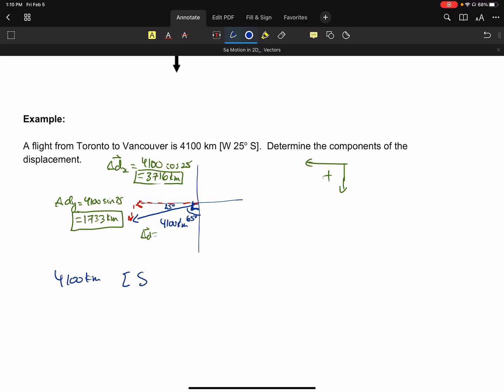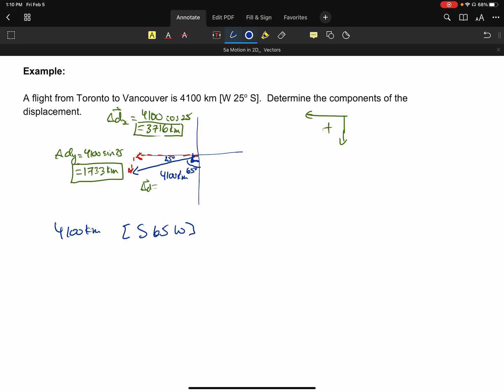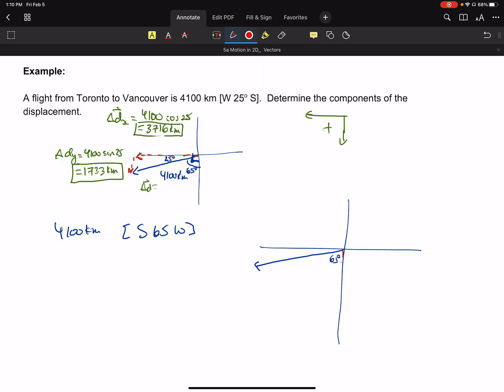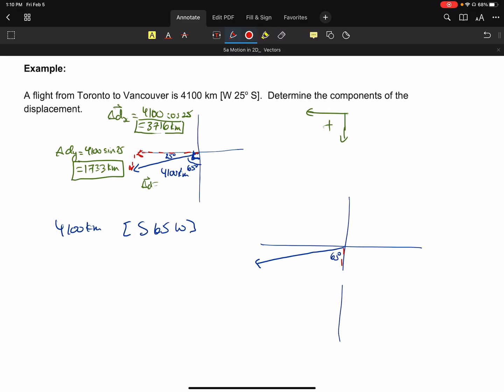Now we could have gone south 65 degrees west. It's the exact same vector. It gives you the exact same diagram. So what we can do here is draw it out. South 65 degrees west, and you're going to get the same looking vector, but it's the 65 degrees that was given to you. So when you draw this, we technically went vertical, and then we went across this way. That's how we got that vector.